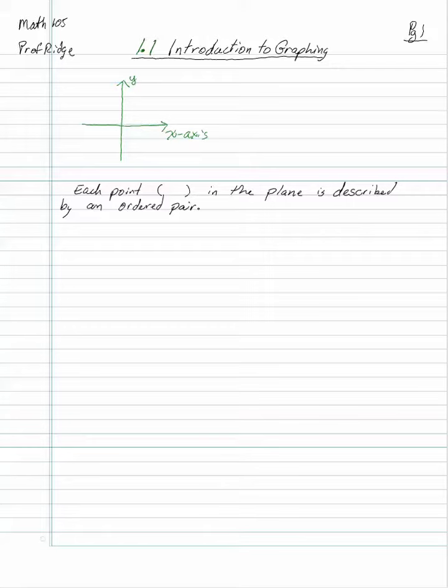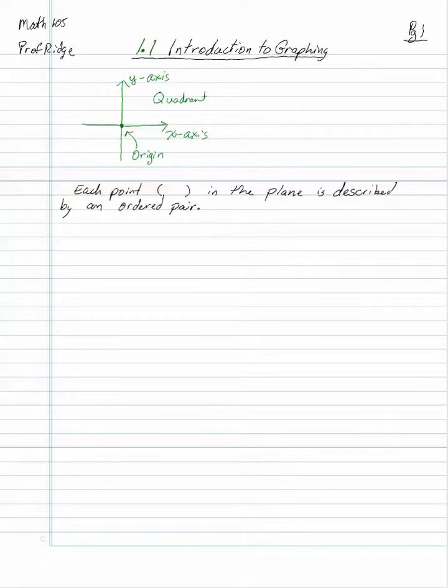The horizontal axis is the x-axis, the vertical is the y-axis. The point in the middle where they meet, we call that the origin. And if you recall, the x and y axis splits the plane into 4 quadrants.